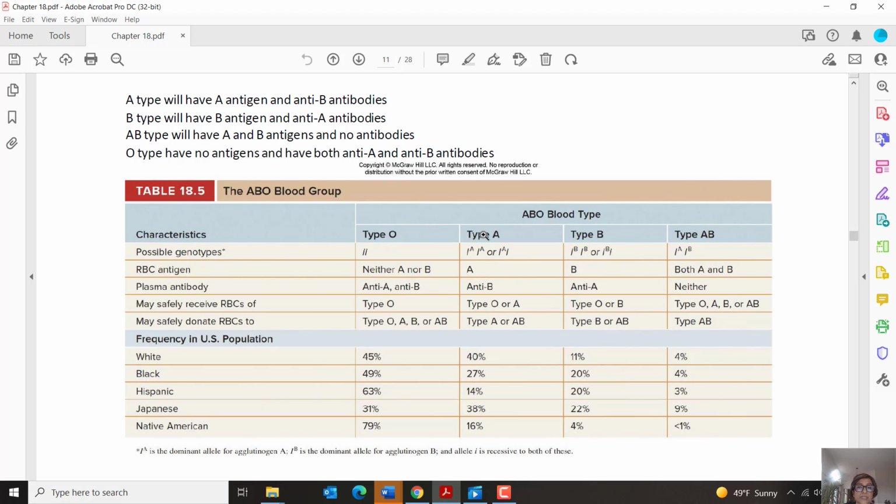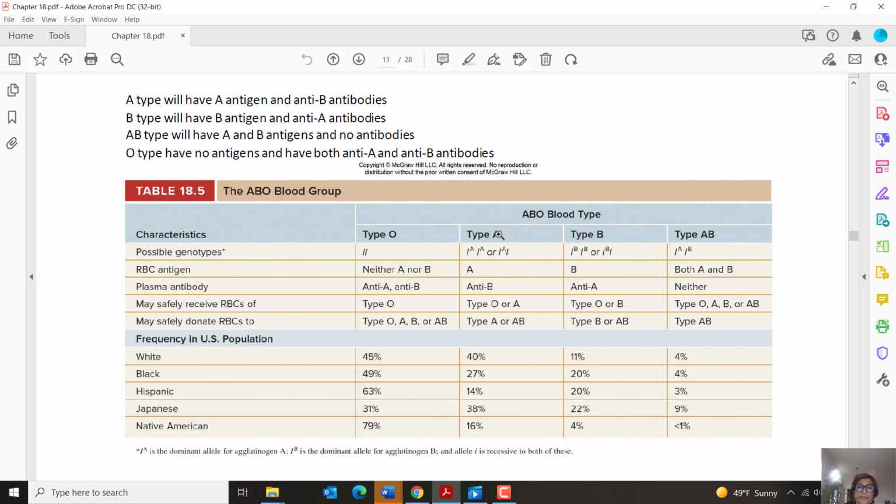Right? So if they receive blood from A, it's going to react with anti-A. If they get from type B, that's going to react with anti-B. If they get from AB, then both anti-A and anti-B are going to clump them.